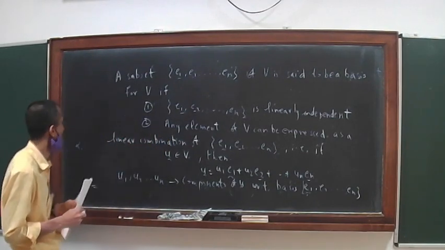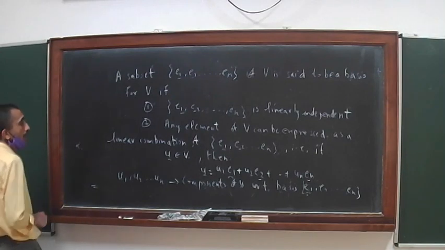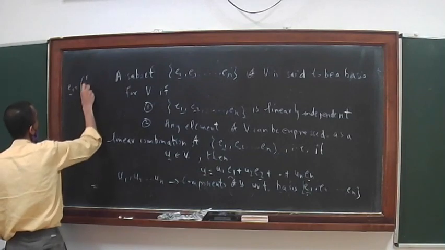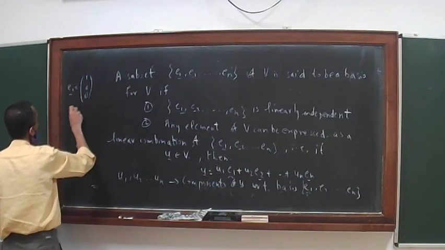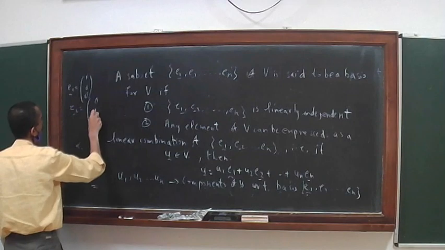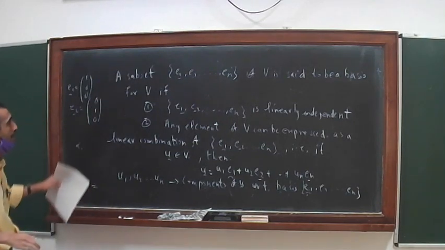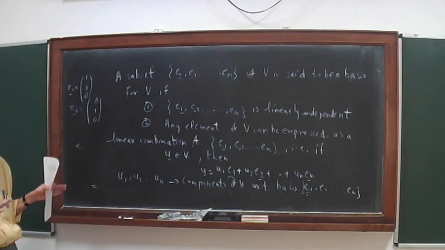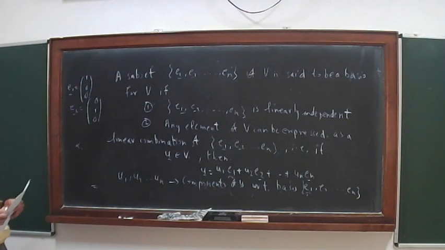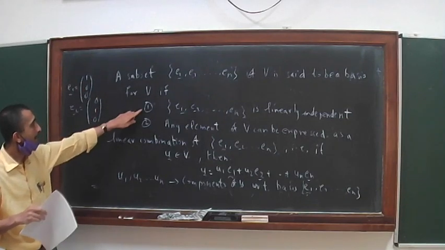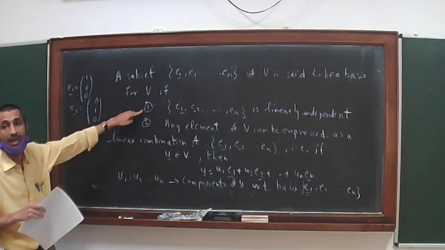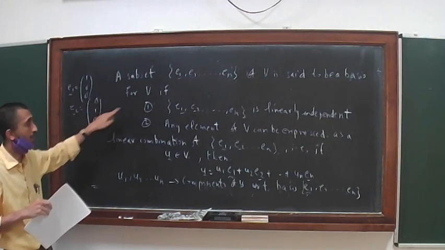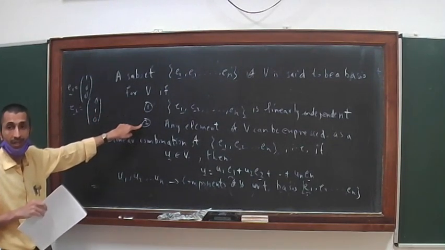Let us just go back to the example of R3. Suppose I take E1 equal to 1, 0, 0, and E2 equal to 0, 1, 0. Now, is this a basis? E1 and E2, are they a basis for R3? You can see very clearly that E1 and E2 are linearly independent, so they satisfy the first property, but they do not satisfy the second property.